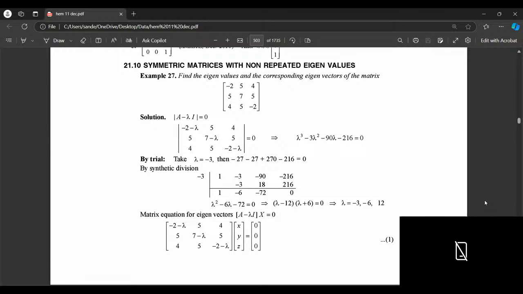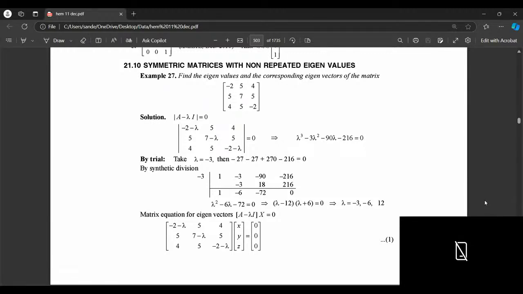Your third coefficient is -90. So write below 18. -90 + 18 is -72. So minus 72 is the remainder again. So minus 72 into trial root, that is minus 3. It will be 216. So constant is minus 216. Again we are getting plus 216. The addition is 0. So remainder is 0. So lambda equal to minus 3 is one of the roots.